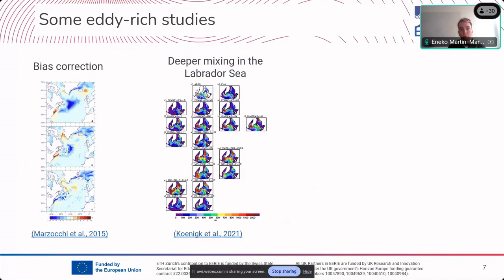Then we have some other studies, for example this one from Tsubouchi and Koenig, where they saw that when going to higher resolutions, the bias in the vertical profiles in the Labrador Sea is reduced, but there is some kind of very deep mixing for those models, which is unrealistic.